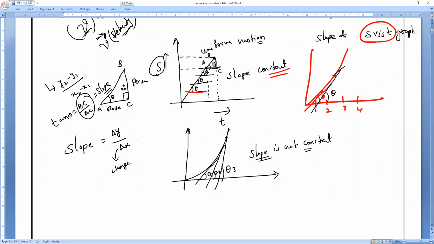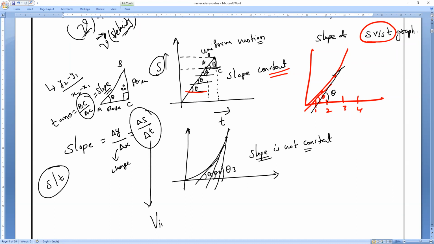So dy by dx. In the same way, in the form of an s versus t graph, what will come? ds divided by dt. This ds divided by dt is what we call instantaneous velocity. Understanding? So ds by dt is called instantaneous velocity. That is what you have to remember.